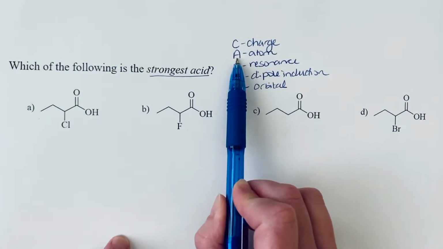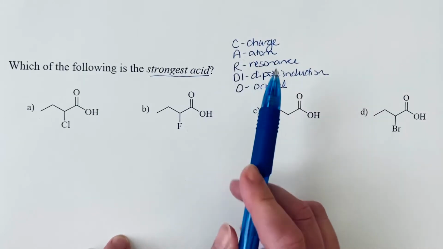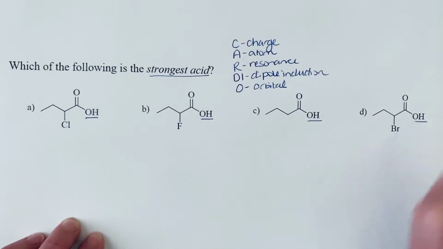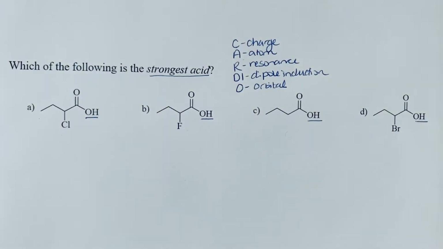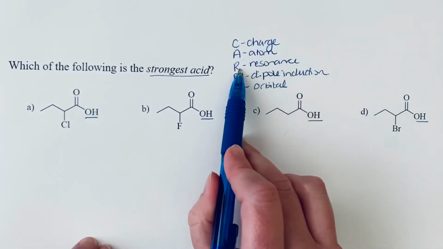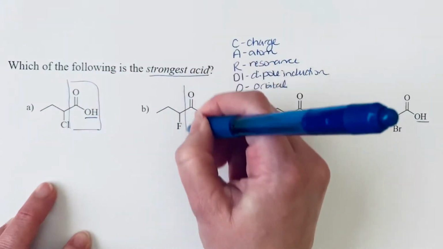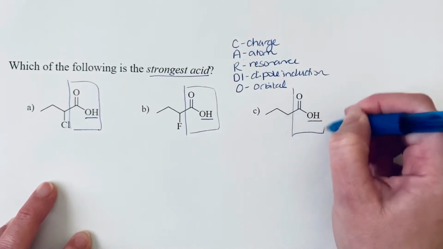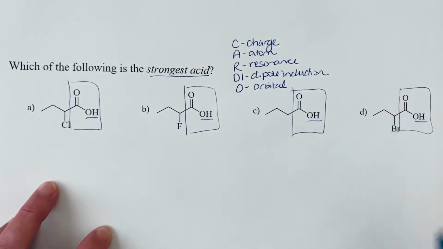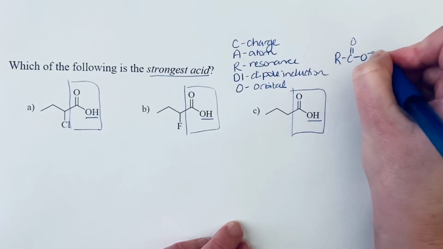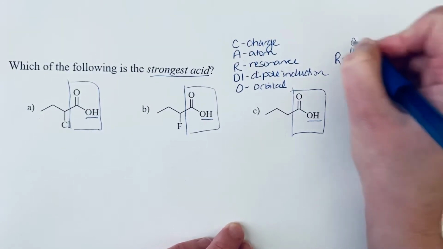A is to compare the atom that your acidic hydrogen is attached to. And in all of these, it is the same. In every case, you have a hydrogen attached to oxygen. And then R is resonance. But these are all carboxylic acids, the same functional group. So they all have resonance, which is this resonance of the conjugate base.